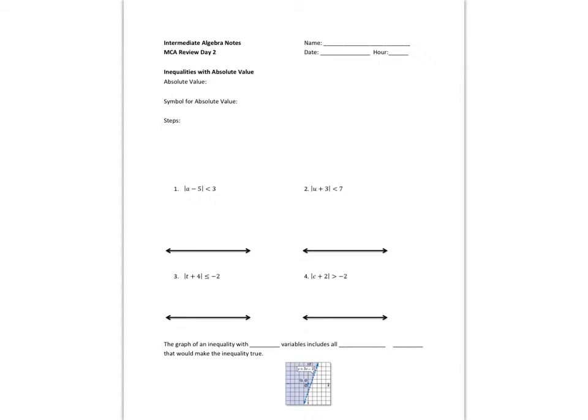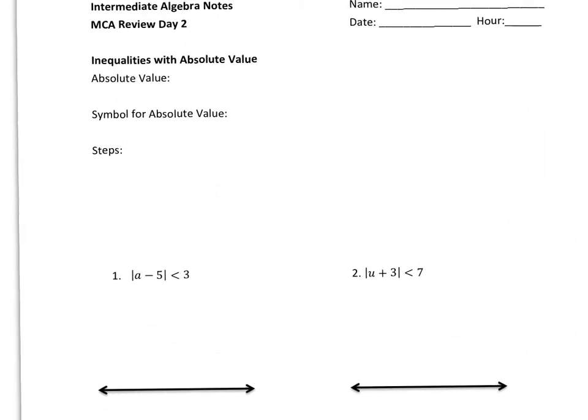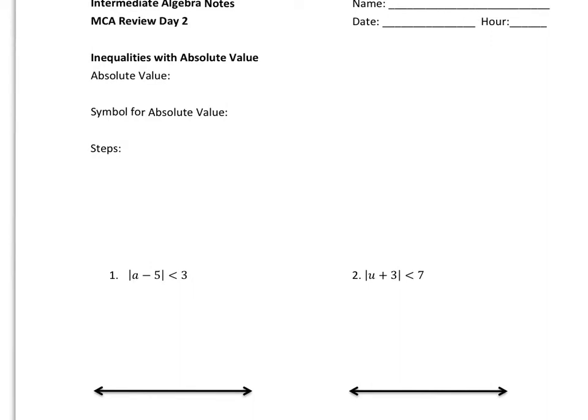Hello, and today's purpose of the day is I can solve absolute value inequalities and graph inequalities with two variables. Let's take a look at a couple examples of absolute value inequalities. Absolute value, as a reminder, is the distance away from zero and must always be positive.